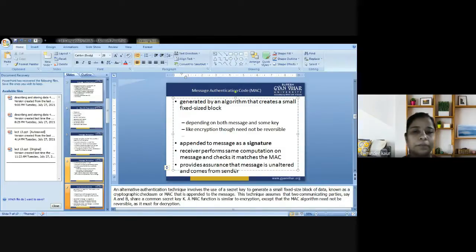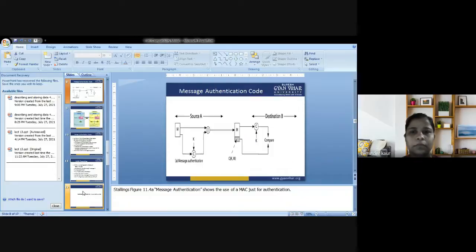Next is the procedure, or I can say this is the diagram of how message authentication works. This could be a source, this could be a destination, this is the message, and this could be the authentication scheme, or the key that could be used, and they are appended with the message, which is sent to the destination side.